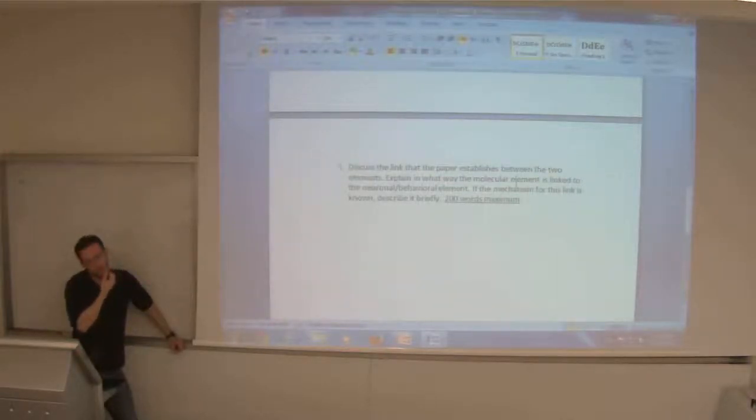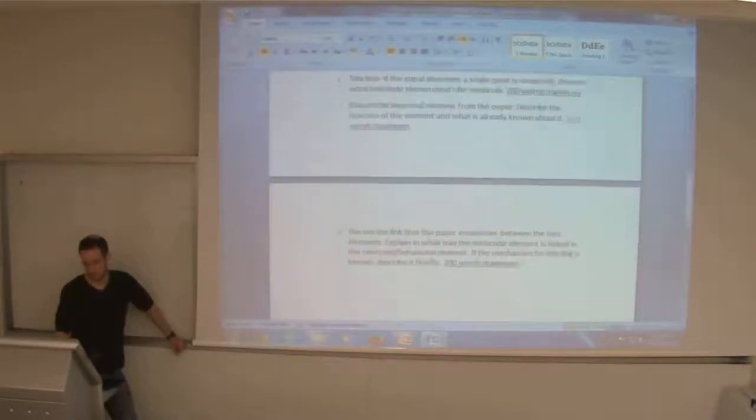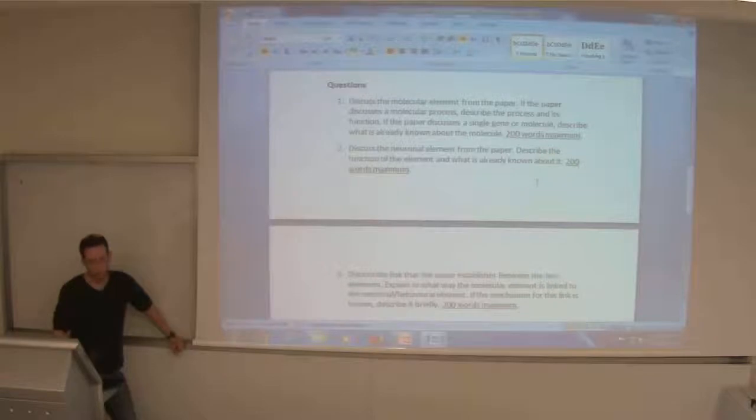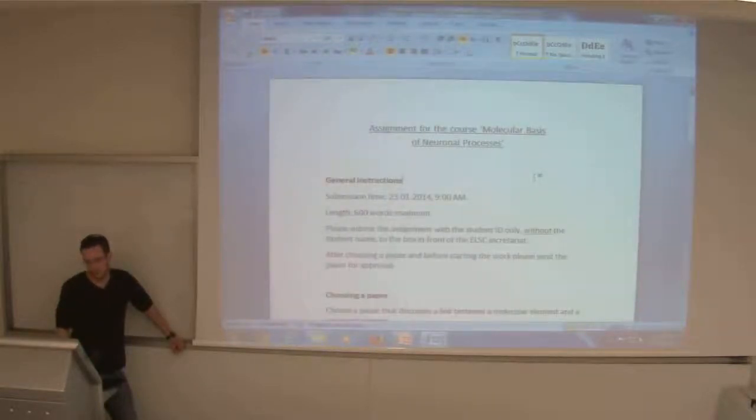But when you have a mechanism, then there is a higher impact factor on the publication. But if you don't have, it's still an interesting thing to discuss, even if it's just an observation between two things, a molecular thing and a neuronal thing. So each of these three parts, each one separately, will not exceed 200 words. So 600 words in total. And this is the assignment, shorter than I thought. Any questions about the assignment?